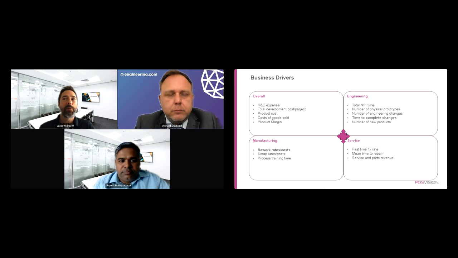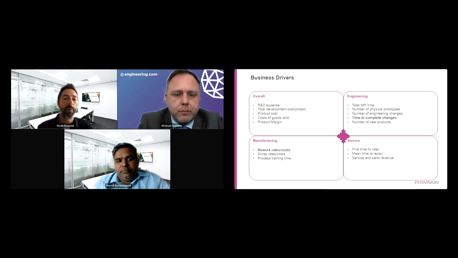And then in order to reduce the time to market, we can look at, okay, how do we reduce the total new product introduction time? How do we reduce the number of physical prototypes? Maybe those are a couple of the more discrete drivers that are going to contribute to those higher level goals. We can pick those out as the key metrics we want to track, and we expect that that's then going to contribute to our top end business goal.